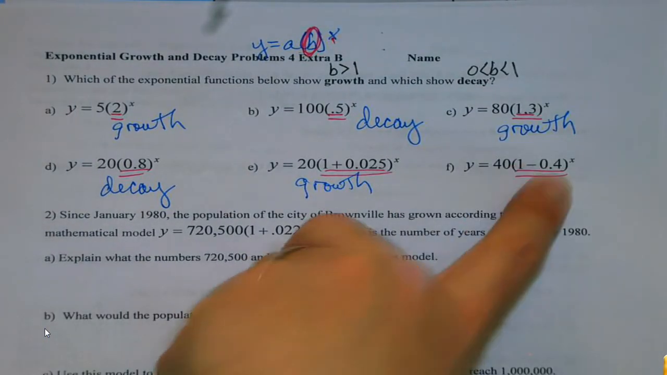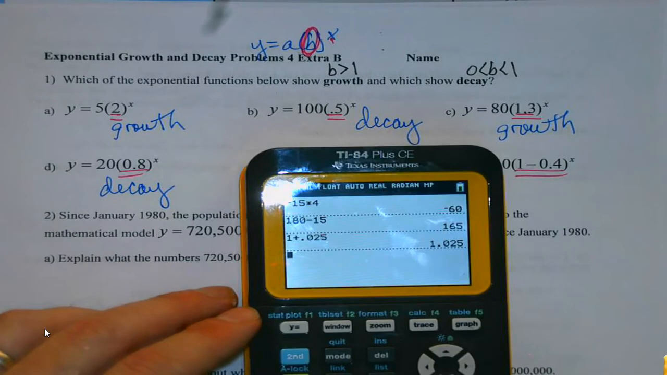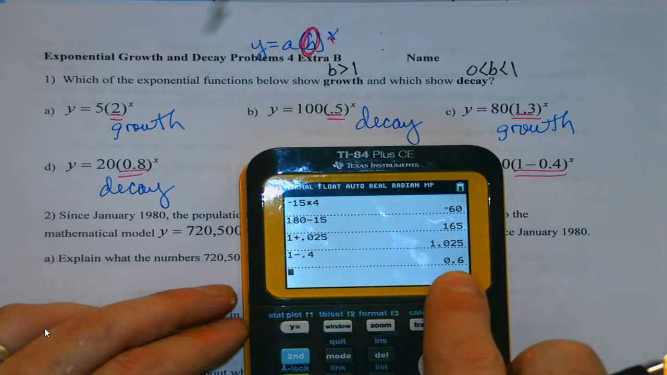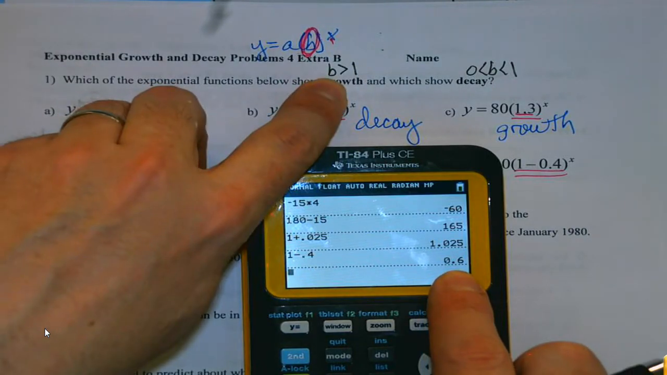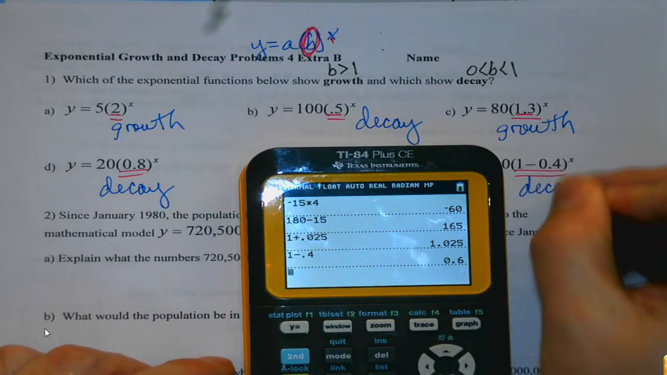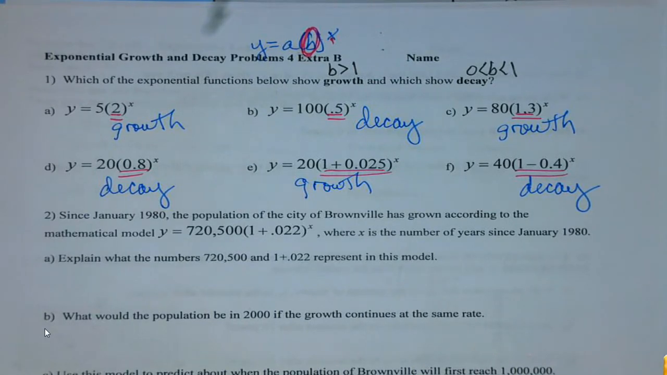One minus 0.4, all right? 1 minus 0.4 is 0.6. 0.6, not greater than 1, between 0 and 1. Decay. Okay, so if we're just looking for growth or decay, stare at that b value. Now the rest of these are going to be applications like we were doing later in the week.